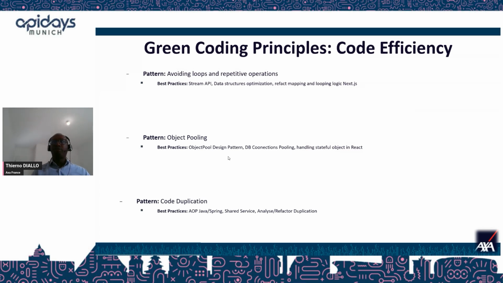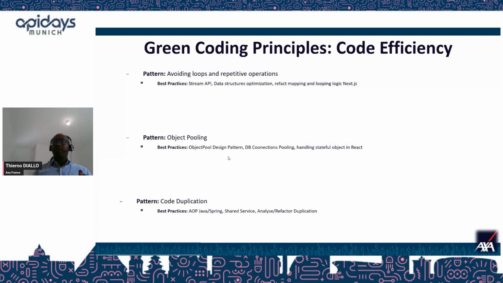And the second pattern is object pooling. Instead of always creating and destroying objects, you can have some kind of object pool which you can leverage, because creating and destroying is very energy consuming and not very cost effective.